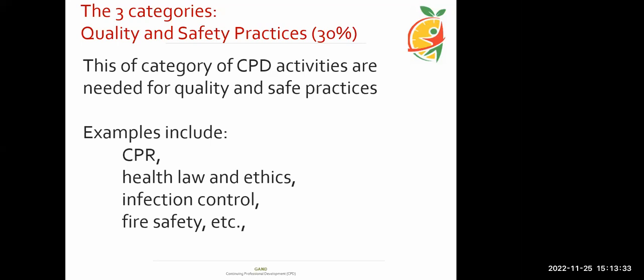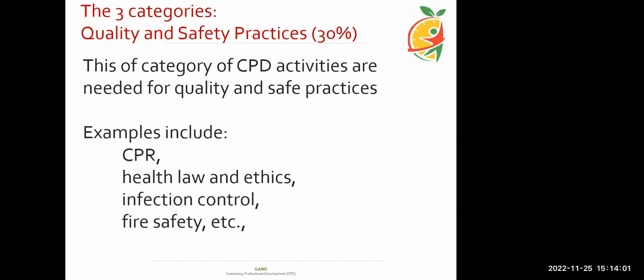So health law and ethics is another category. Now, we work in environments where infection is abundant, so we should be able to provide basic infection control. One of the things we should be looking at is the standard operating procedures for infection control. We must know it. So that is this category.